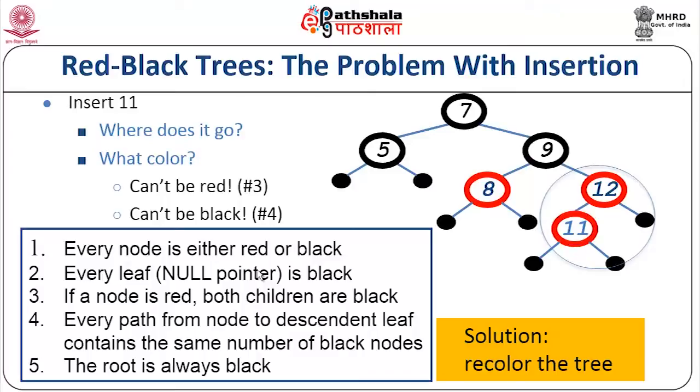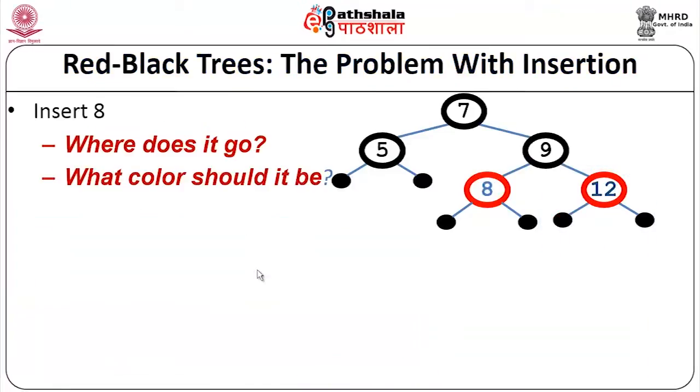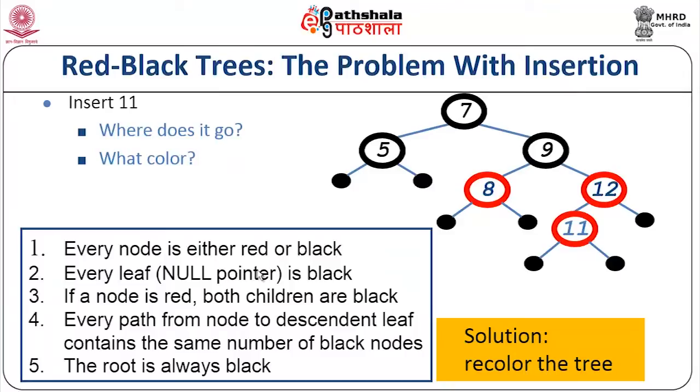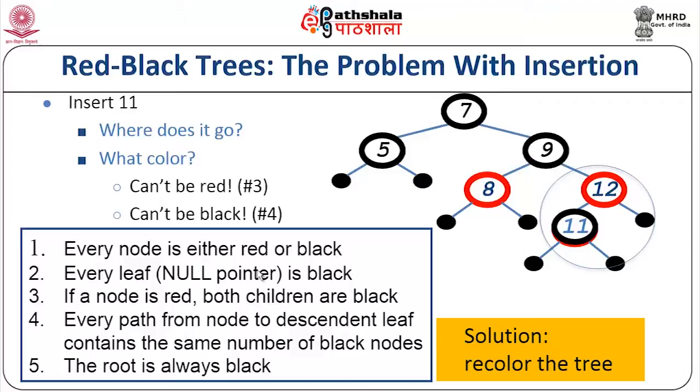In this case there is no problem. Now, suppose you insert 11, you have 11 there. If you color it red, what will happen? Property 3 is violated. If you color it black, what will happen? The path property is violated, because from 9 the path has only 1, but when you go from 9 through 11 you have 2. So, property 4 is violated. So, the solution is to recolor the tree.